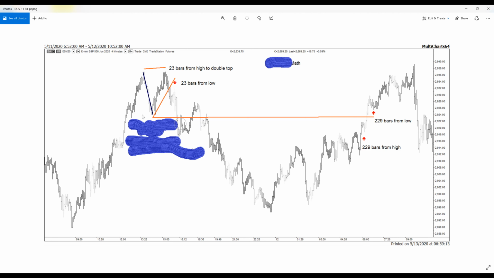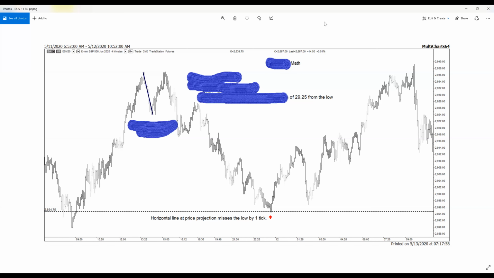We can then project both measurements from the measured swing and go out 229 bars into the future from that high or low. And that particular measurement gives us two minor retracement lows in the uptrend, which are good entry opportunities to capitalize on that move.